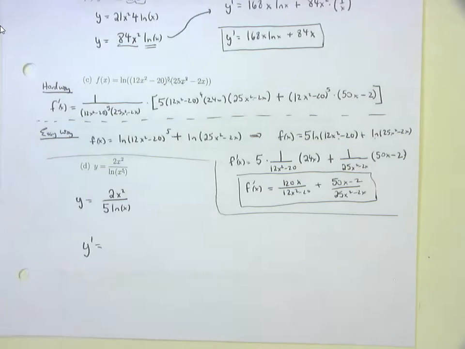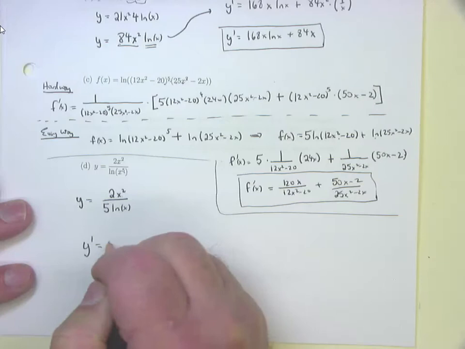Well, what do you see? It's 2x squared divided by 5 times natural log of x. What rule are you going to use? Quotient rule. Derivative of the top times the bottom minus the top times derivative of the bottom, all over the bottom squared. You've got to know your rules. Derivative of the top. What's the derivative of 2x squared? At the top is 4x.